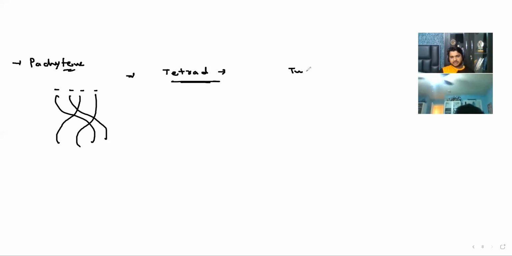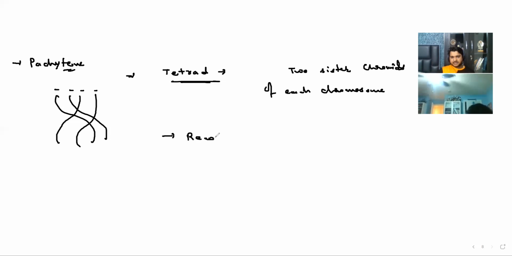So two sister chromatids of each chromosome form what? Tetrad. Or we can say this is quite visible. So now finally here recombination is taking place. Recombination is happening, and this is also known as crossing over. So crossing over is happening here in this pachytene.